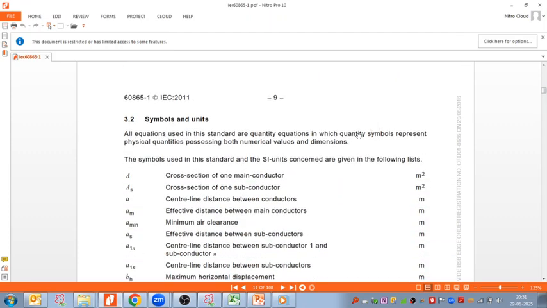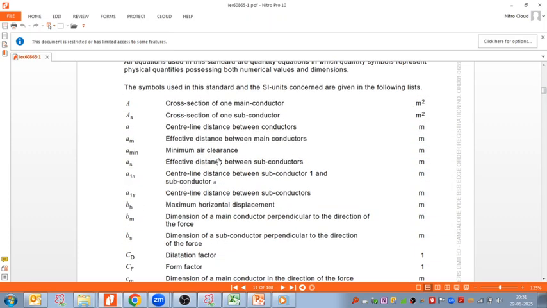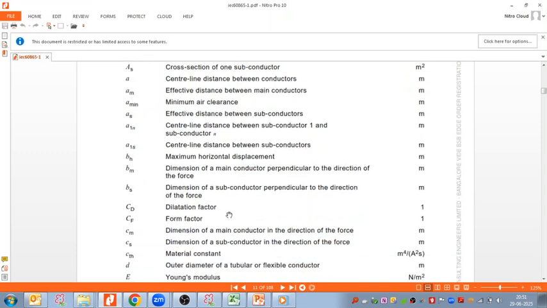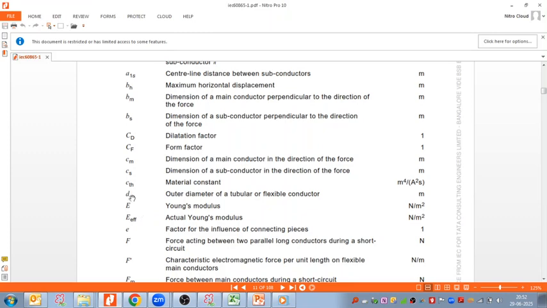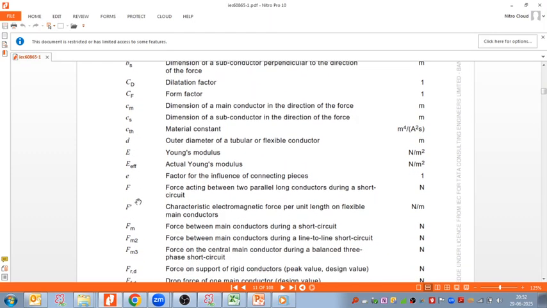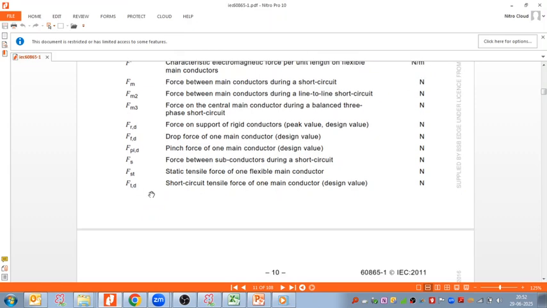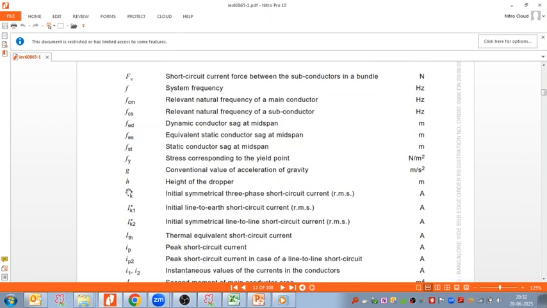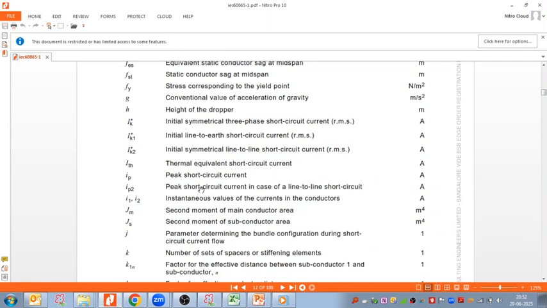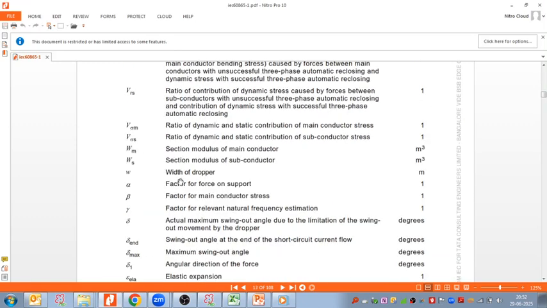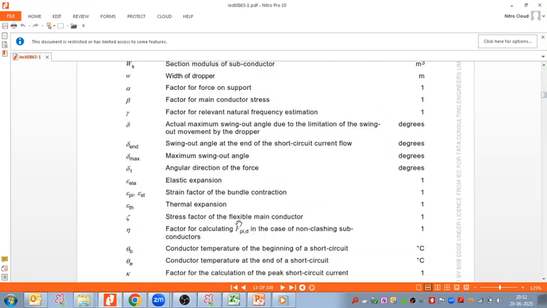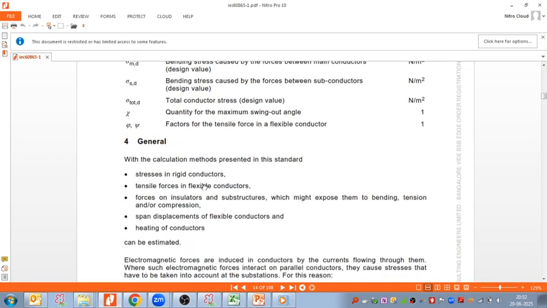Symbols and units: because they are going to use formulas, in those formulas they use different symbols. So they have given each symbol, the meaning of that symbol, and its unit. Like CT, CF, CF is the form factor, CM, CTH, D, E, E factor, and so on. There are so many symbols we use in the formulas, and here they have given their meaning and unit. So please go through this. I will take the relevant pages and relevant formulas.